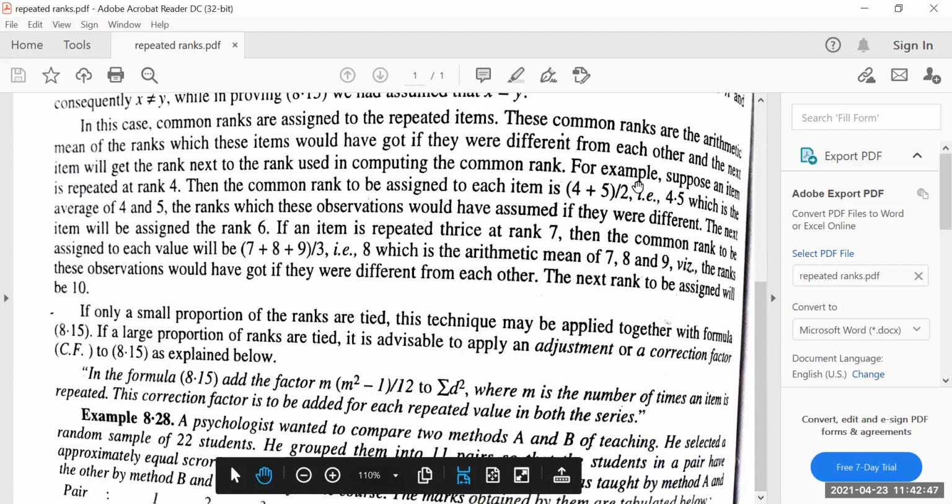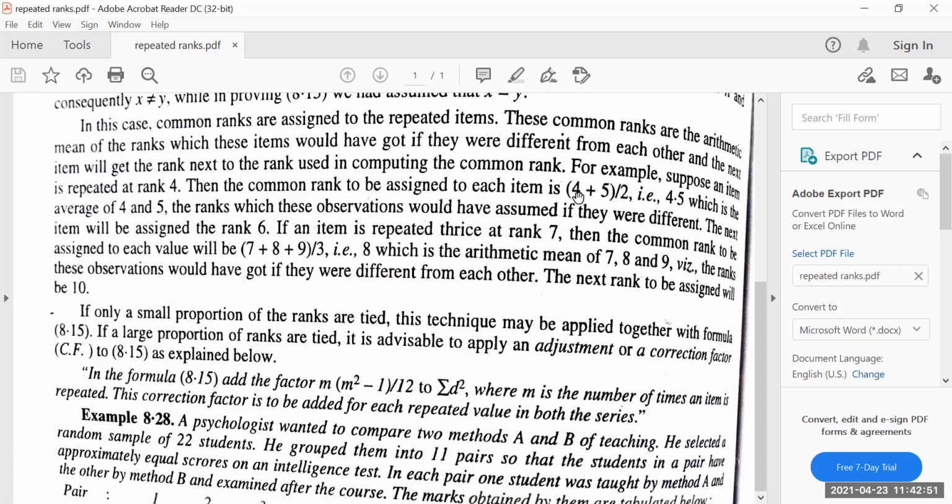So as we have given the example, in the previous example the rank was repeated twice, so here 4 plus 5, one item repeated twice, so here our m in this case will be 2.